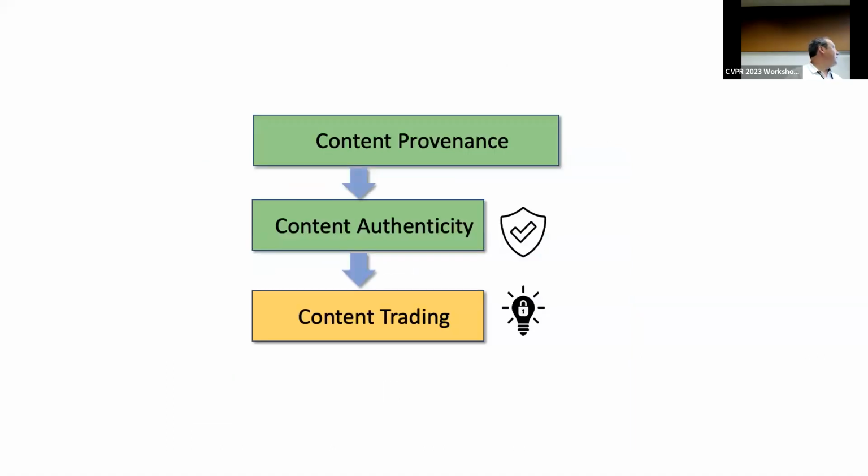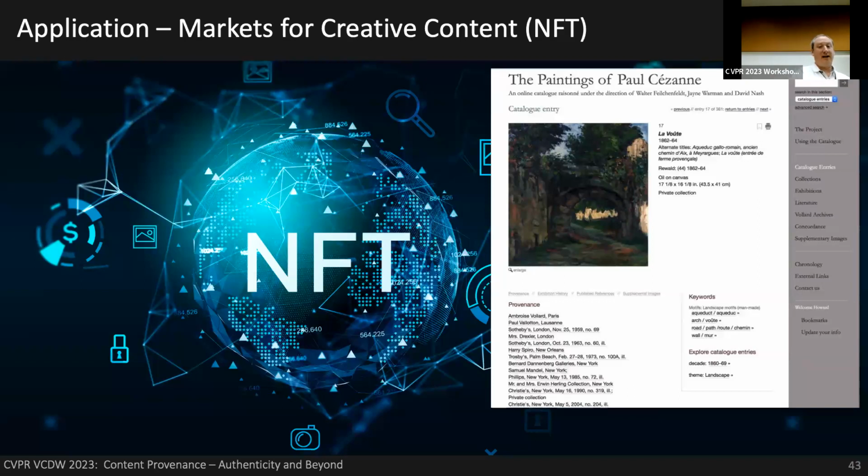So moving towards these ideas of alternative uses for provenance, we come to this idea of using provenance to underpin content trading and decentralized markets for content. I mentioned NFTs earlier. An NFT is a unique and indivisible kind of digital asset, like a trading card or a piece of digital artwork.